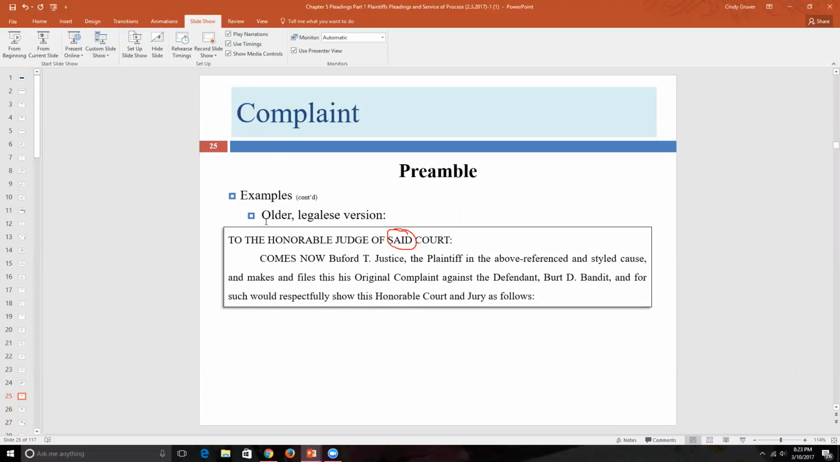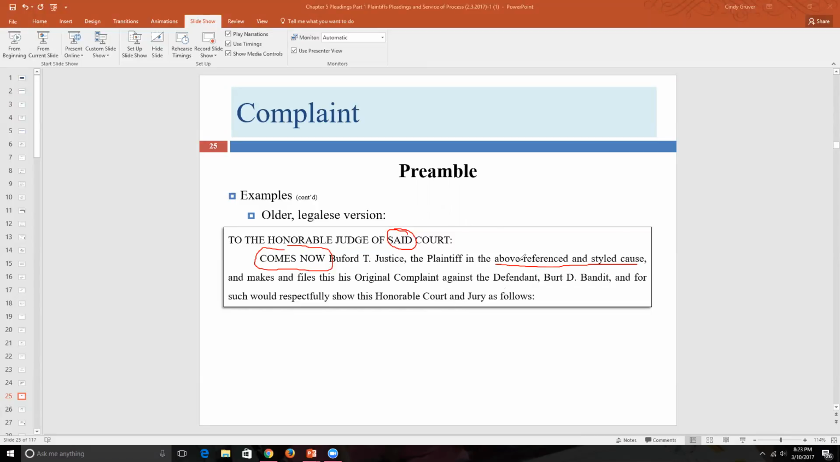Let's go on. Comes now, so you can see that old-fashioned term. It's not a big deal to use if the attorney with whom you work likes it, just for tradition. There's nothing wrong with it. Comes now, Buford T. Justice, the plaintiff in the above referenced and styled case. And again, this is just saying the plaintiff in this cause, actually it's not case, it's cause, and makes and files this, his original complaint against the defendant, Burt D. Bandit, and for such would respectfully show this honorable court and jury as follows.